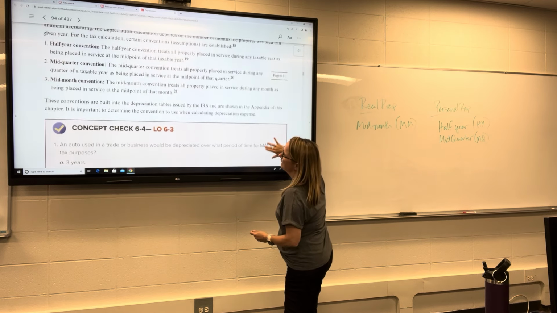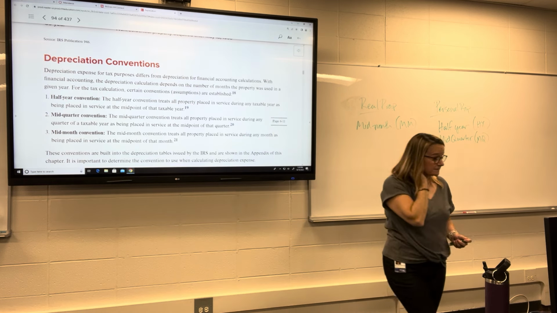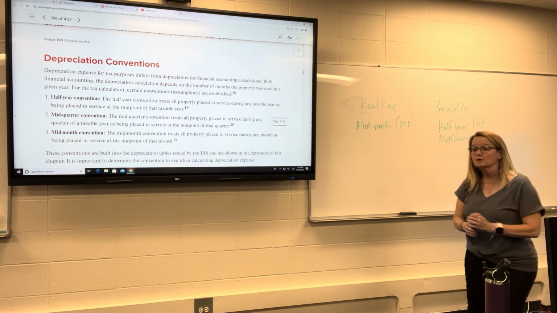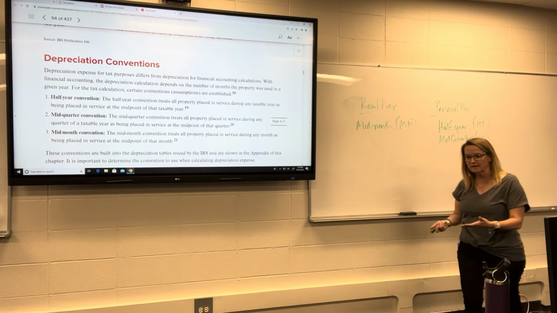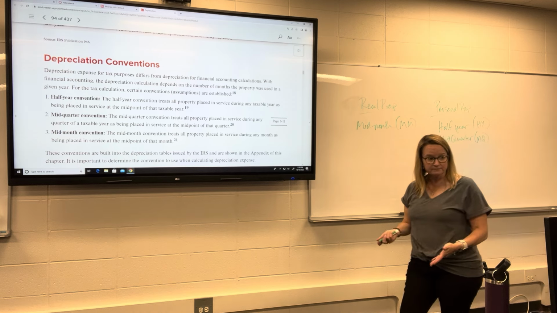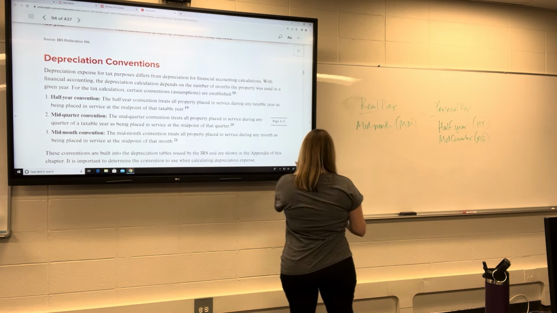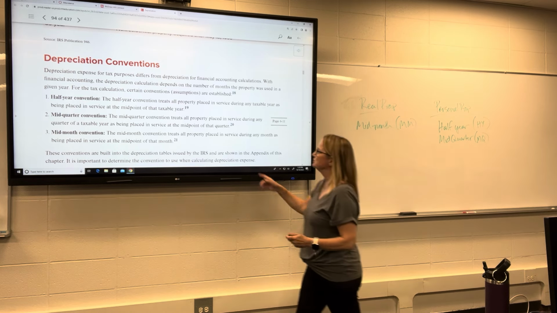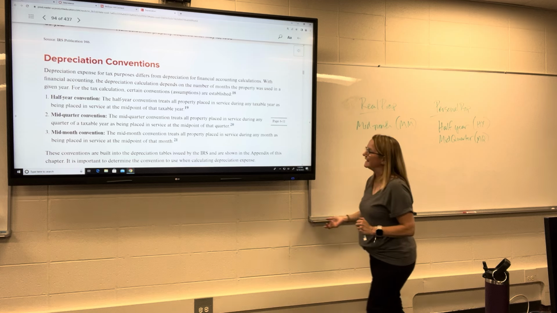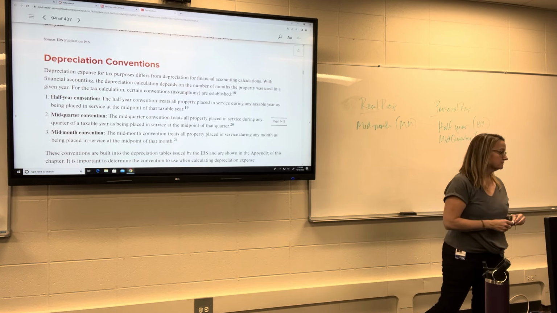I'm going to start with the mid-month convention because I said that's the easiest one. It only pertains to real property, so something that's going to be depreciated over 27 and a half years or 39 years. Again, not land, but buildings. The mid-month convention treats all property placed in service during any month as though it was placed in service at the midpoint of that month.